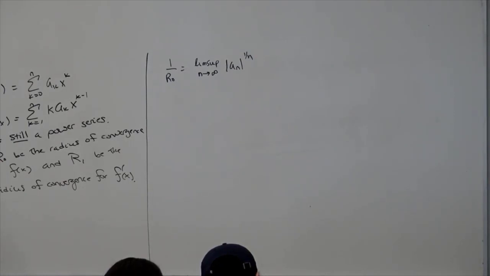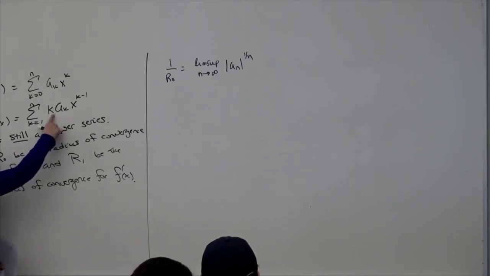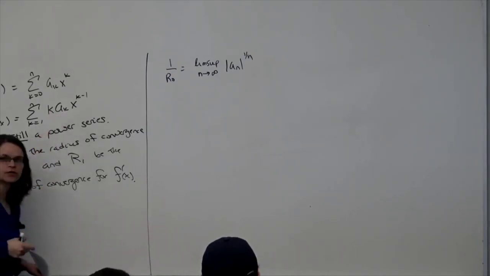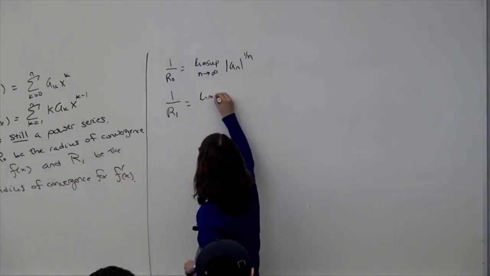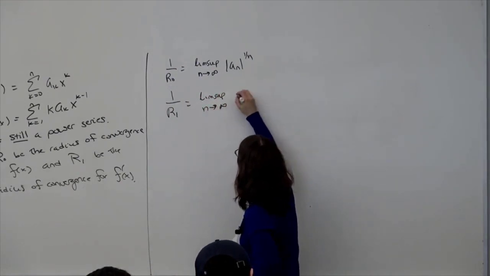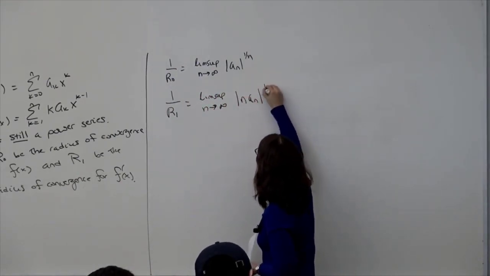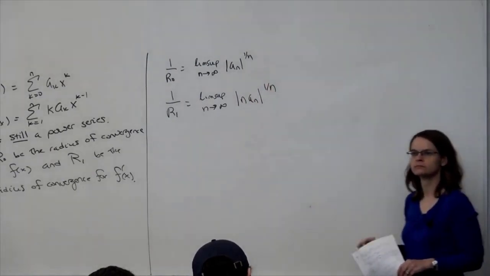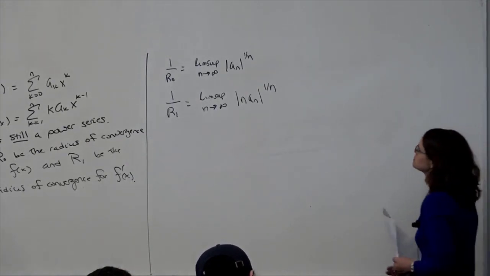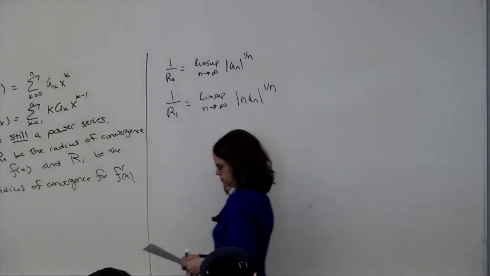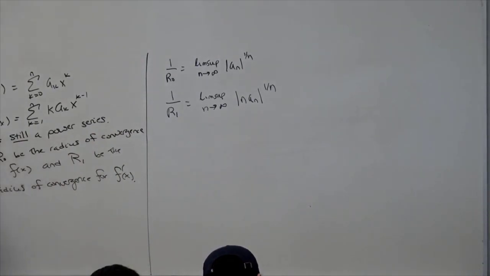I'm going to do the same root test on this guy. Now instead of a_n here, I'm going to have n a_n here. That's the only difference. So my radius of convergence for this guy is going to be n a_n to the 1 over n. And what we want to show is actually these are the same values.